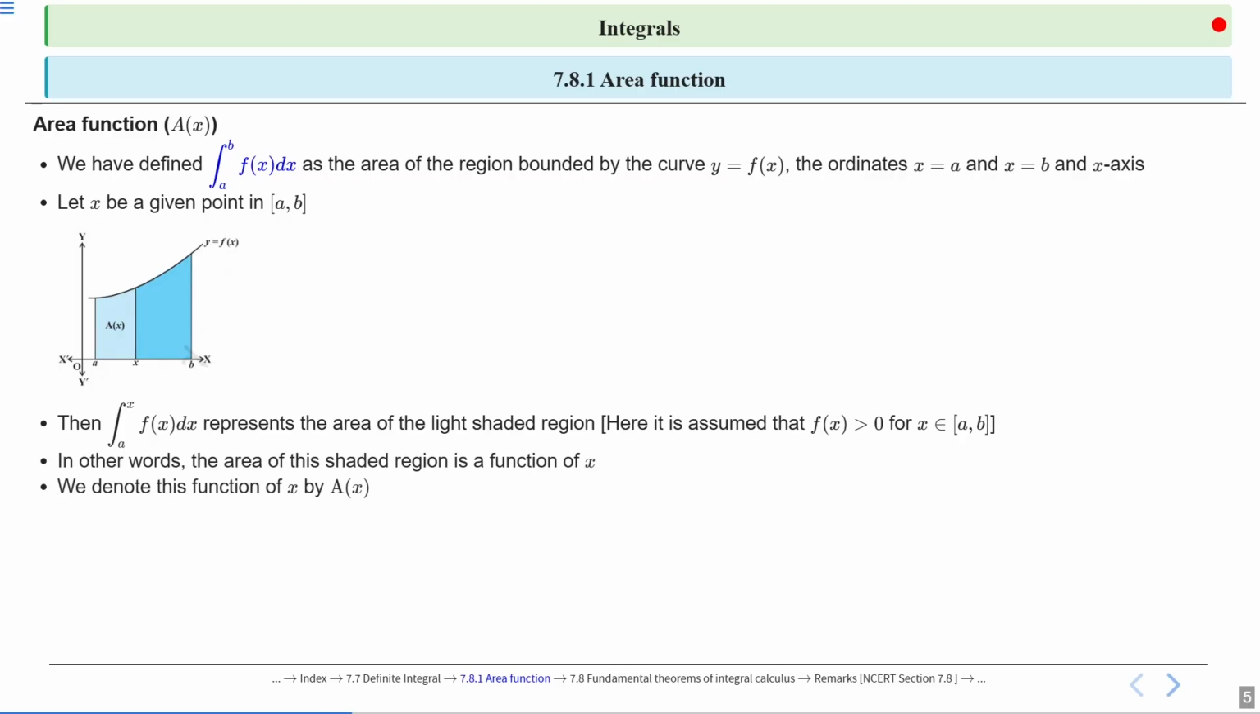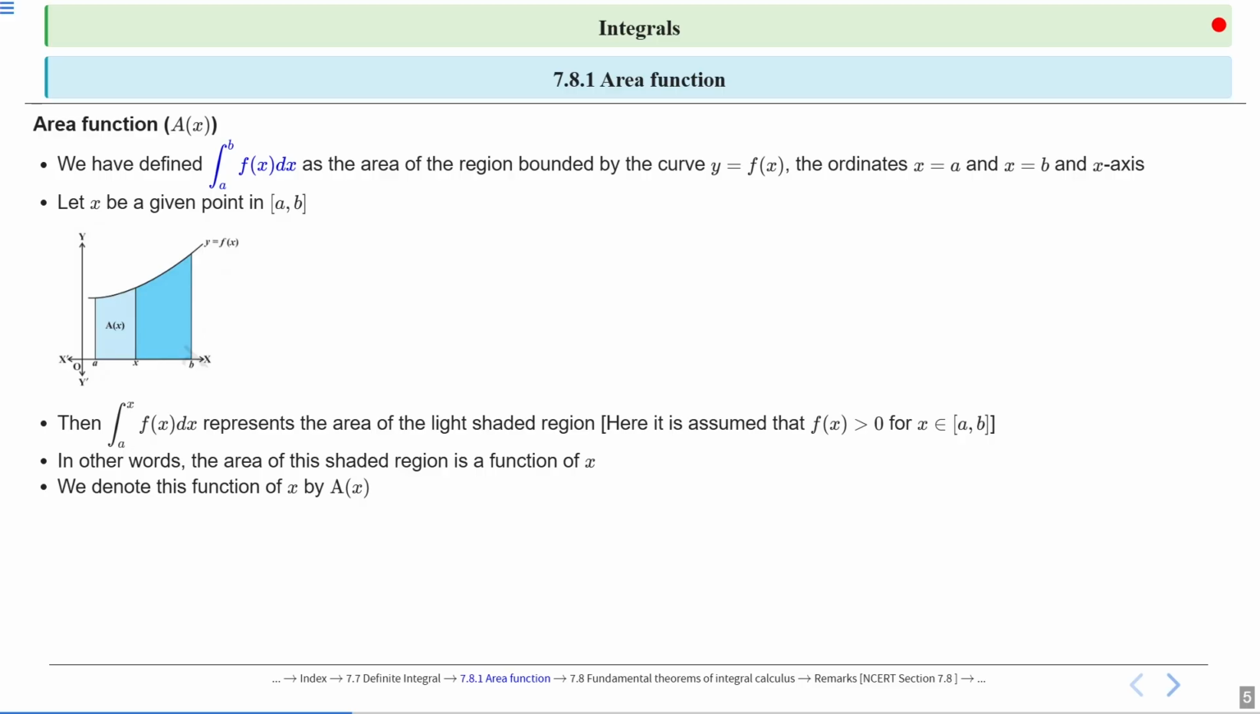In other words, the area of the shaded region is a function of x. So what is the area function? The area function is defined as a definite integral from a to x. If we define A(x), where x is a point in the domain, that is a point in the interval [a, b], then the area function is the definite integral from lower limit a to upper limit x of f(x) dx, that represents the area of that region.